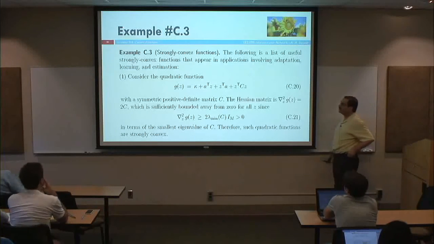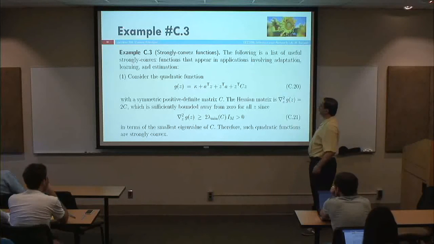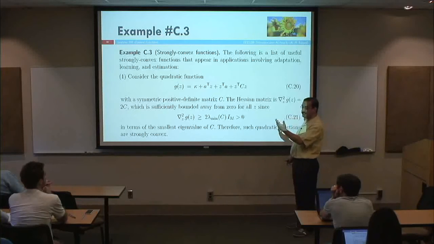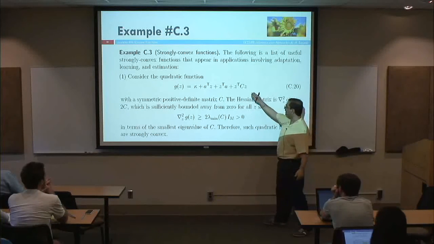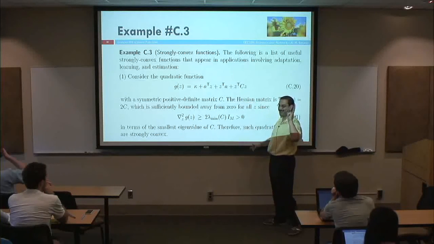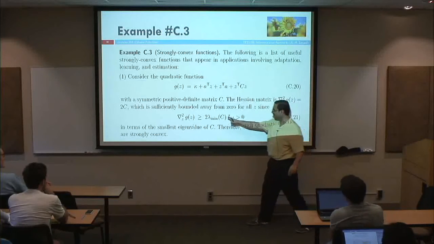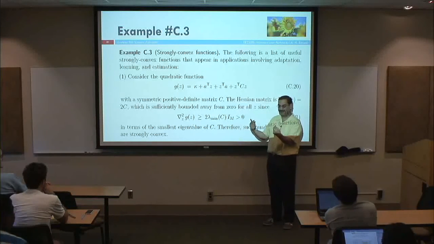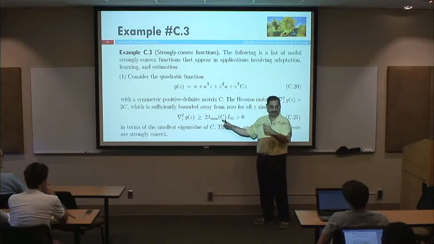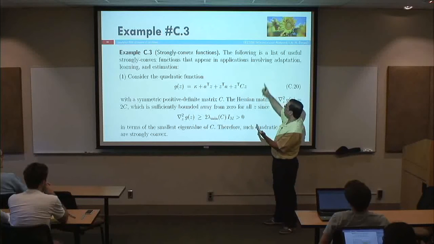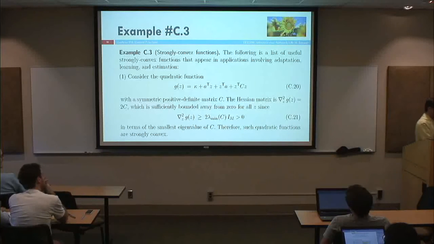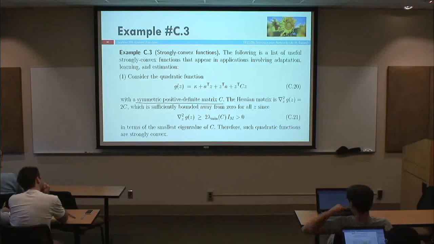Let's take this quadratic function. Is it convex? Sorry, is it strongly convex, for example? What's the Hessian matrix here? It is 2C, right? I told you last time not to forget the 2. 2C is lower bounded by 2 lambda min of C, the smallest eigenvalue of C. Here I'm assuming C is symmetric and positive definite, right? I'm telling you that. You see it here. Okay?